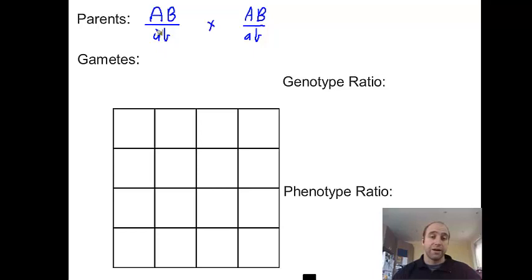The gametes that could be produced, well, because the A and B hang together, big A, big B, the two dominant alleles, is one possible gamete. The other possible gamete is the two recessive alleles. Same on the other side.